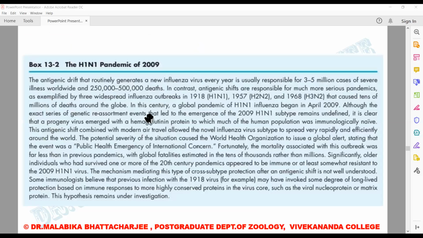Now, this was the case of, as I was talking about, the H1N1 pandemic. If you look into the previous history of the pandemics of influenza virus, there was a widespread outbreak in 1918 with the H1N1 subtype, in 1957 with the H2N2 subtype, and in 1968 was the H3N2 subtype. In 2009, it was the H1N1 subtype.